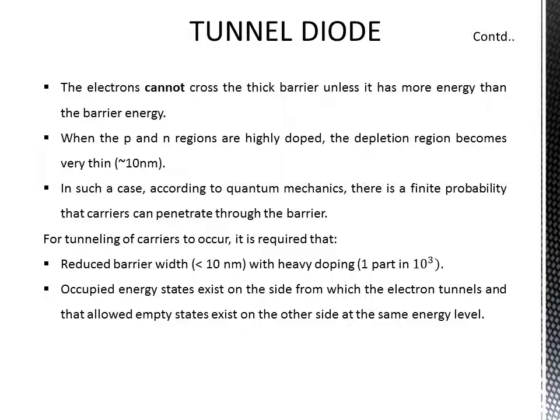In such a case, according to quantum mechanics, the electrons will tunnel through the barrier or penetrate through the barrier. In order to have this tunneling effect, the barrier width should be less than 10 nanometers, which can be achieved with heavy doping. The occupied energy states exist on the side from which the electron tunnels, and allowed empty states exist on the other side at the same energy level.